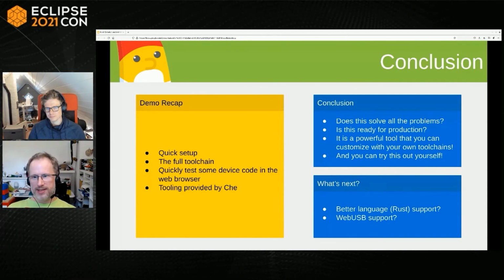What could be next is, well, better language support for Rust in Che. There's still a little bit of feature gaps, I think. What could also be interesting is web USB support. So we downloaded the firmware on the local machine and then flashed that manually. But it would be possible to actually leverage web USB support in the browser to directly flash from the browser to a device. Not all browsers support that, so might be tricky. Maybe web USB support is also going away, but it might be interesting to check that out in the future.